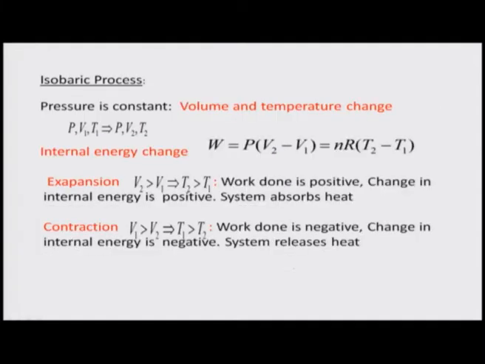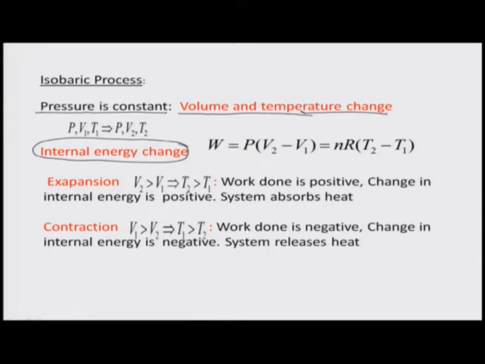Now, we go to the next process, the isobaric process. Isobaric process means pressure is kept constant. Here pressure is kept constant, volume and temperature do change. As soon as you know that temperature changes, there is a change in internal energy. This is your isobaric process, in which you go from P V1 T1 to P V2 T2. So, pressure is kept fixed.